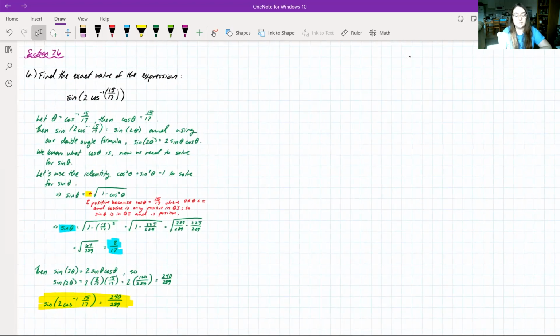So, all right. When finding the exact value of this expression, we really just wanted to first off recognize that we can use the double angle formula by letting theta equal cosine inverse of 15 over 17. So then we had a way to actually solve for sine of 2 theta, and then finding the values for sine of theta and cosine of theta to solve for our final answer.